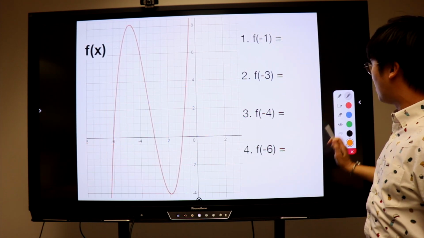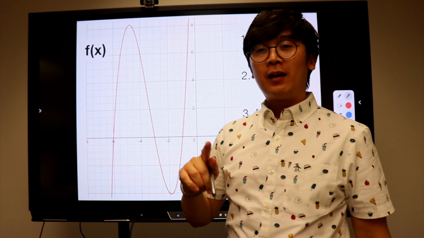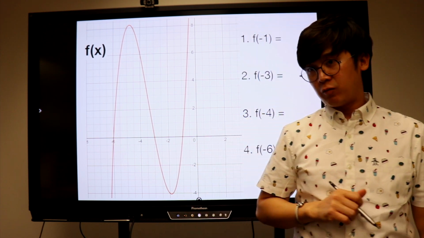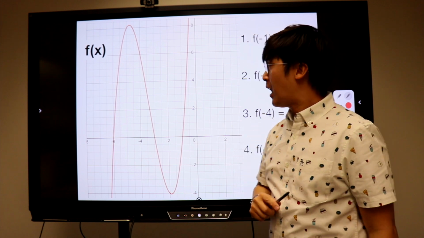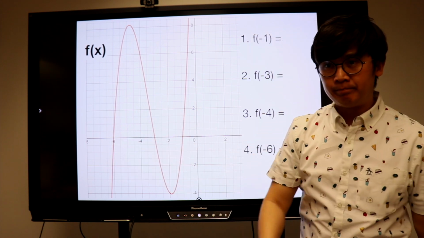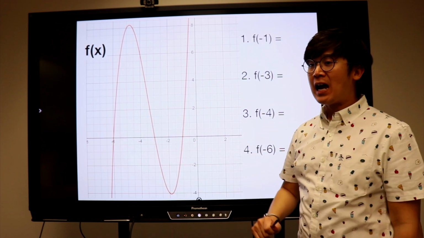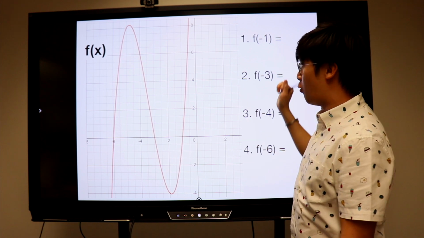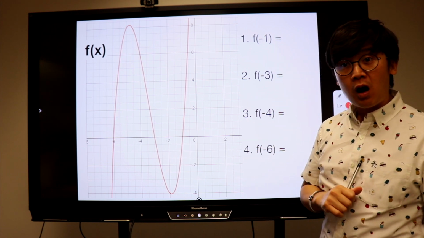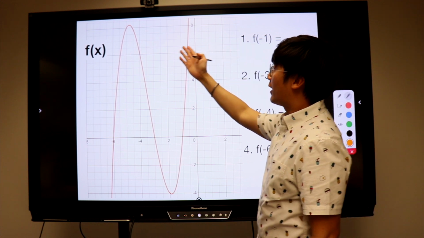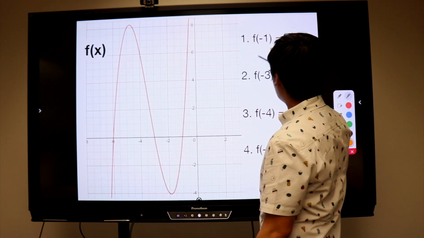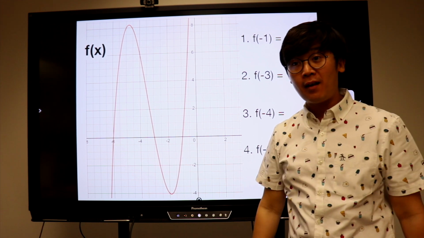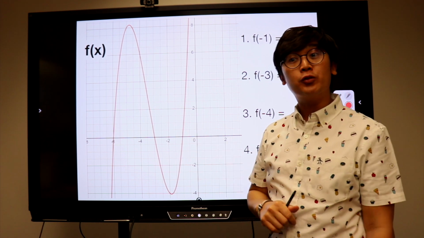Now, the f of x is in graphing form. It's no longer an equation, right? So, knowing what you know now, if I'm going to ask you to give me the value of f of negative 1, can you solve this math problem given that your function is a graph? Let's start with negative 1. I'll do the first one so that you'll have an idea of how you're supposed to solve this.